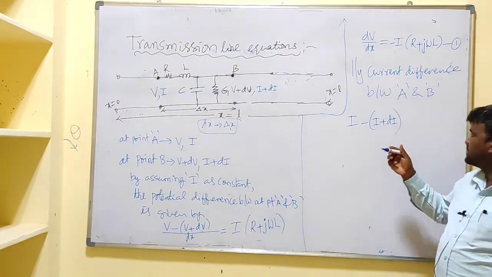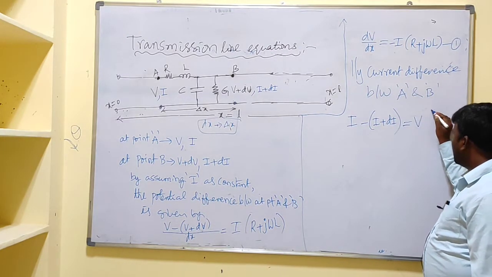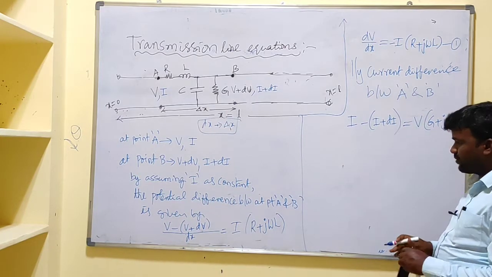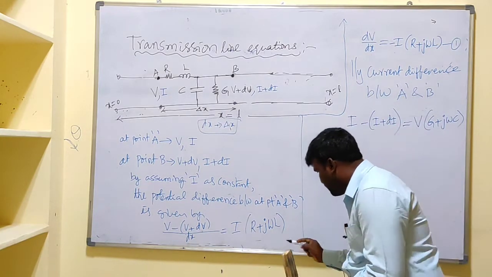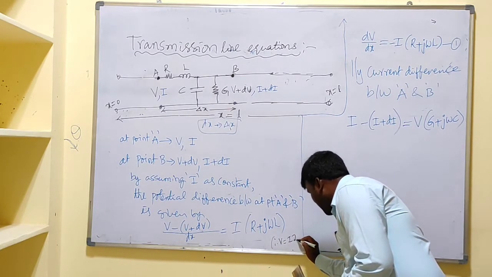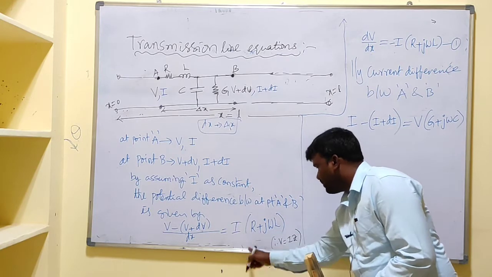What are the parallel elements here? We have V into G plus J omega C, and I into R plus J omega L. Simply, V equal to I into Z, we can remember it like this, where Z is R plus J omega L.